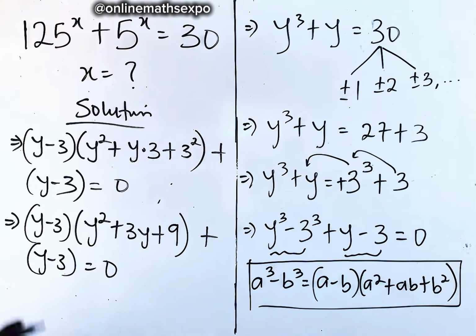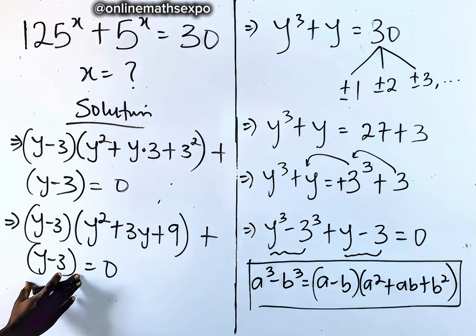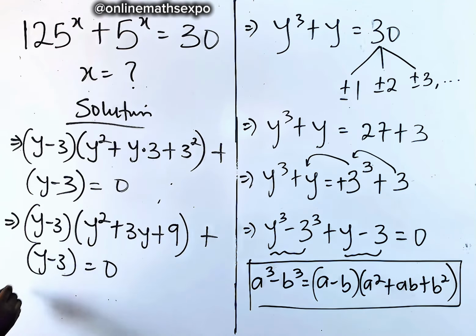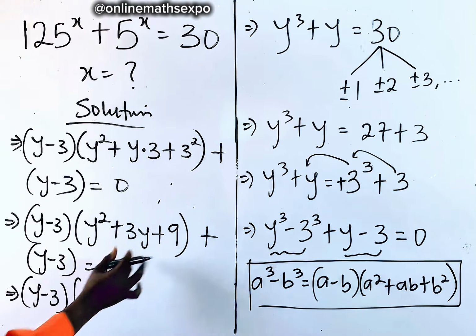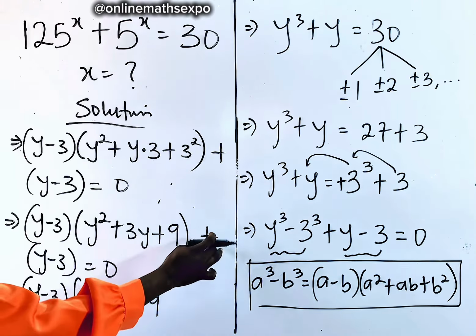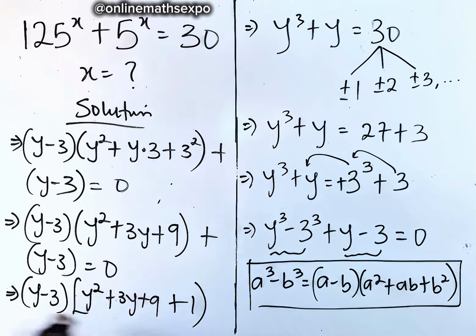Now you observe that this y minus 3 is repeated in the two parts. This is the first part, and this is the second part. It's being separated by this operation. So we're going to factor it out. So we have y minus 3 factored out. Use it to divide these two. We are left with y squared plus 3y plus 9. Then use this to divide itself. Remember this addition sign. When it divides itself, it gives you 1. So let's change this bracket. So this is what we have, and is equal to 0.